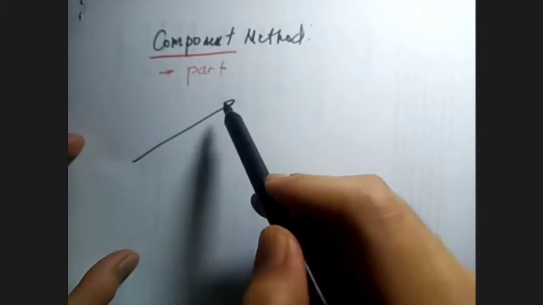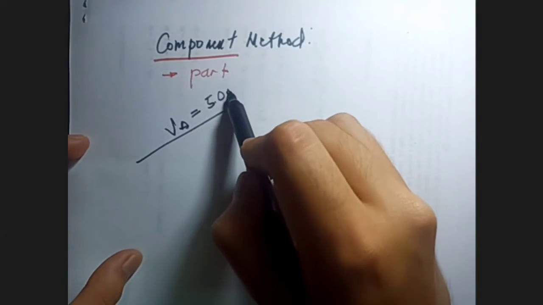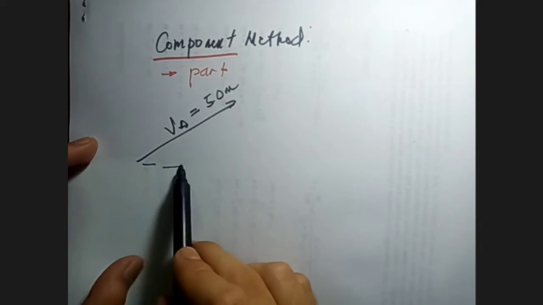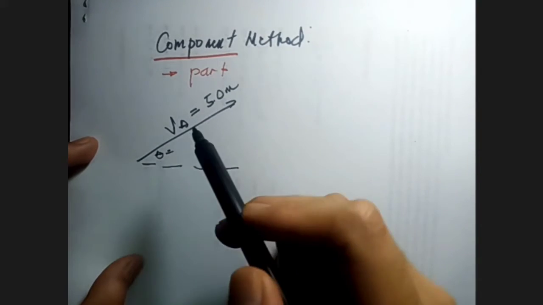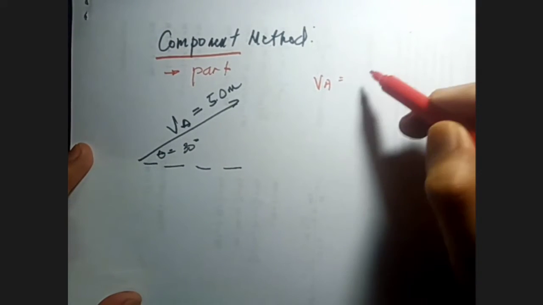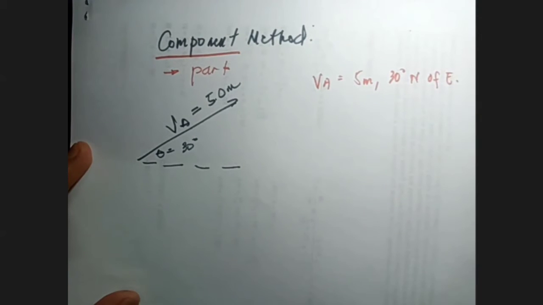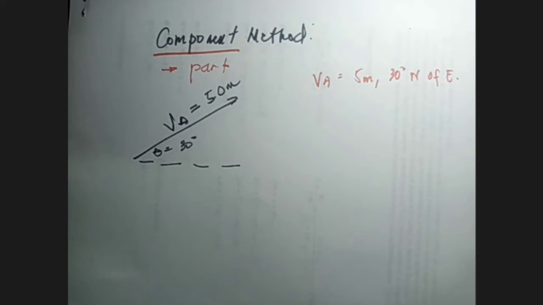For example, if we have this vector, this is vector A, and suppose that vector A is equivalent to 5.0 meters. In reference to the horizon, we have an angle of 30 degrees, and that 30 degrees is the angle of the location or direction of the vector. In this case, this is 30 degrees north of east. So suppose that vector A is 5 meters, 30 degrees north of east. Meron tayong vector A na may magnitude na 5 meters, at direction 30 degrees north of east.